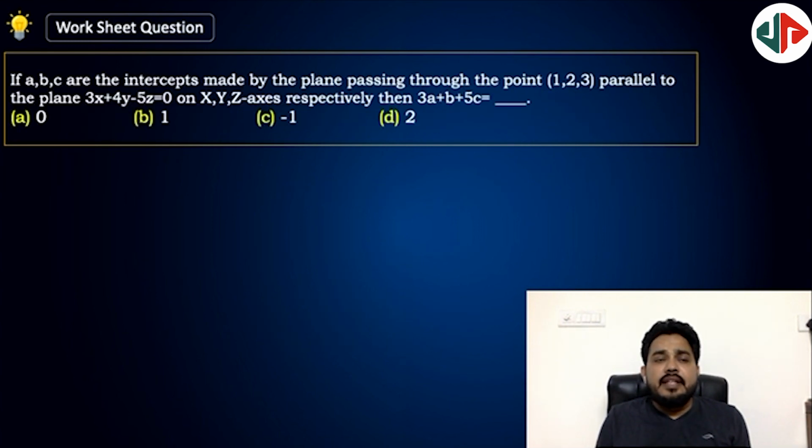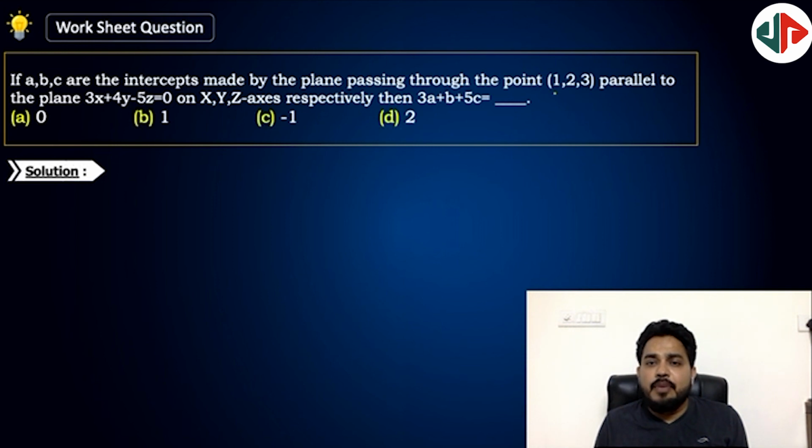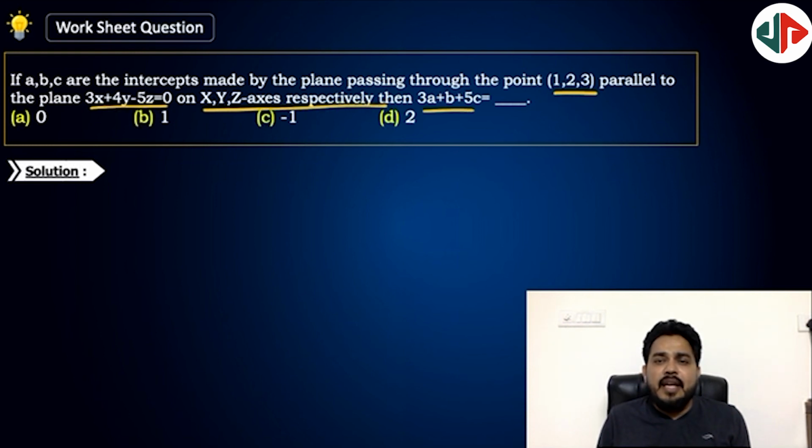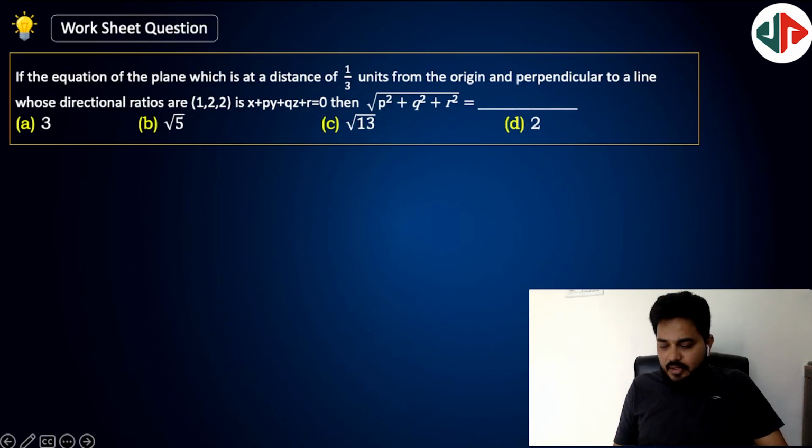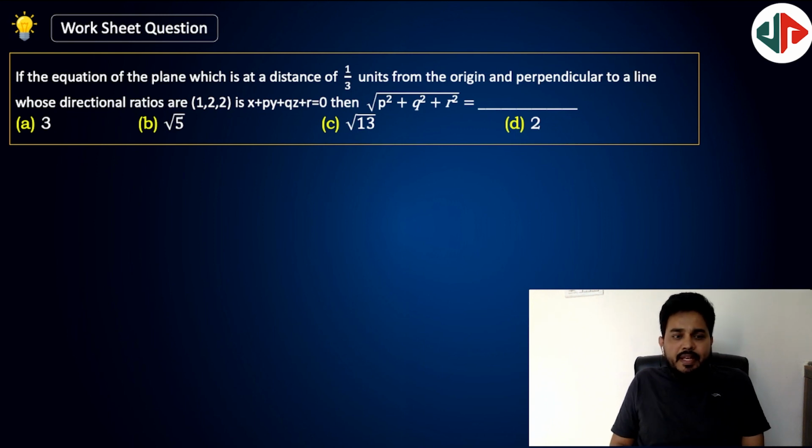A, B, C are the intercepts made by the plane passing through the point (1, 2, 3) parallel to this one on the XYZ axes respectively. So any plane parallel to this one and passing through this point will be 3x plus 4y minus 5z.